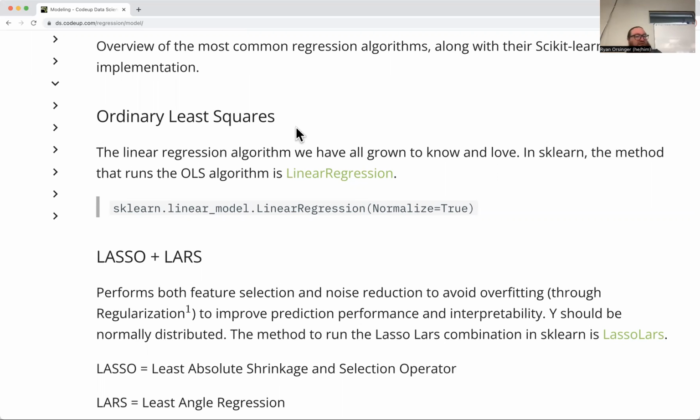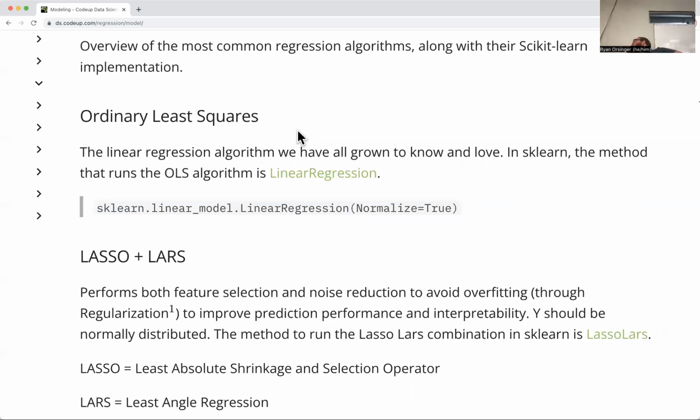So this is what most folks think of when they think of linear regression. Now the squares here mean that we're squaring our error, our residuals between the prediction and the expected. And this is your bread and butter algorithm. It's OLS.